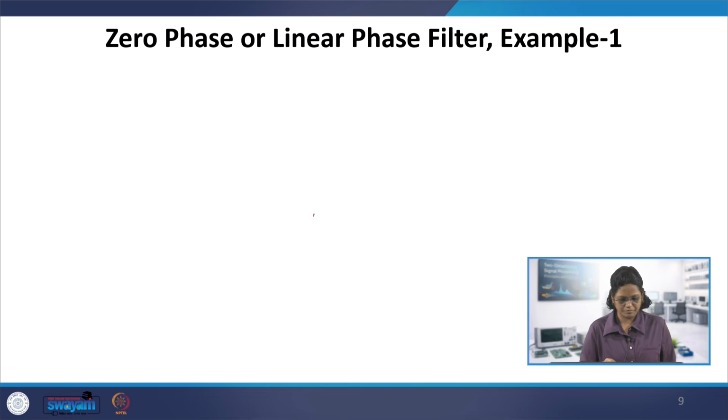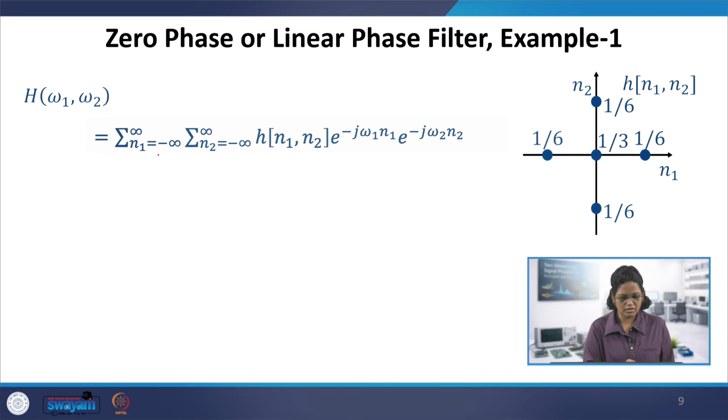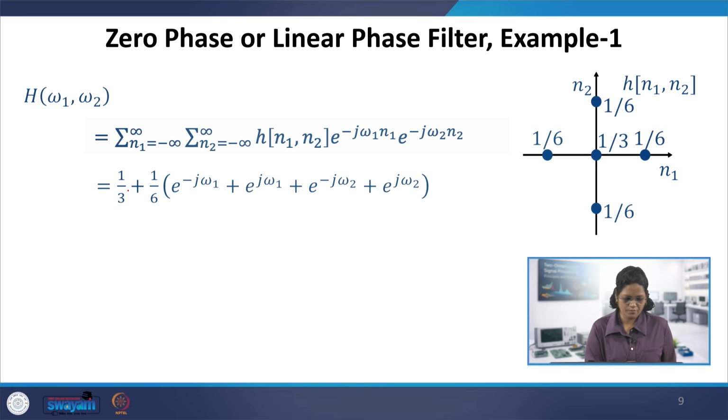To find the frequency response for this 2D sequence, n1 is varying from minus infinity to plus infinity, n2 also, and this is the equation of the DSFT, with e power minus j omega 1 n1 and minus j omega 2 n2. So identifying this, 0 comma 0 is 1 by 3, and these two terms would become 0, and 1 by 6 we have over these 4 points, that is 1 comma 0 and then 0 comma 1, minus 1 comma 0 and then 0 comma minus 1. All these values will give the 1 by 6.